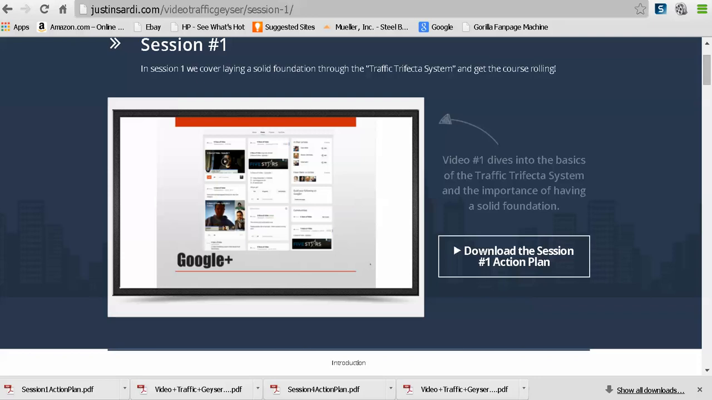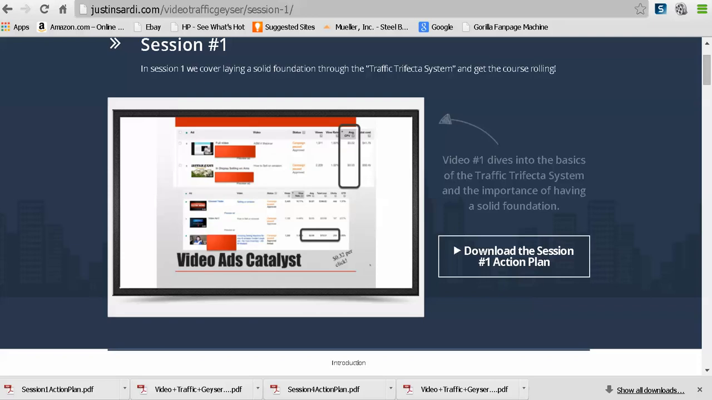All right. So yeah, that's basically the whole traffic trifecta system. And like I said, there's going to be some homework this week. We're going to be setting these up, getting all of these web properties in place. And then a little bit later, I think it was module 3, I believe, we'll be covering Uber optimization. That's where you do all that SEO stuff, if you will. So cool. Now, then comes the video ads catalyst.